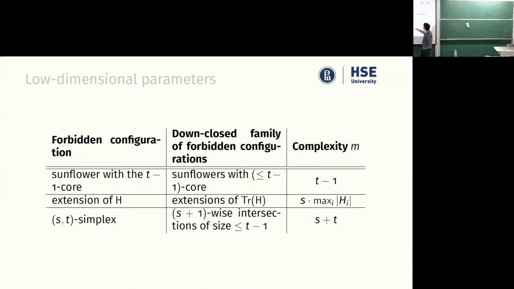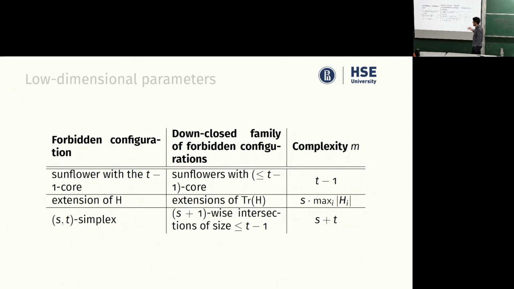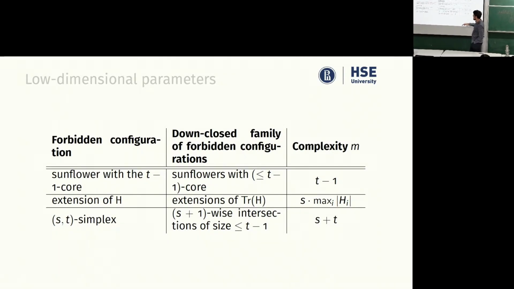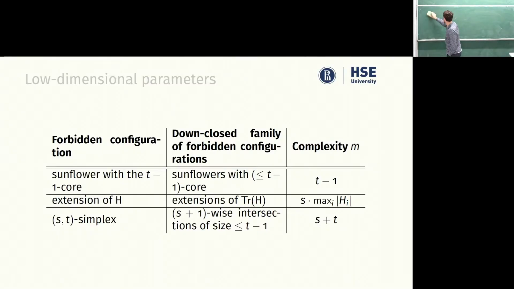Will avoid S plus 1 sets whose pairwise intersections have size at most T minus 1. So it means that the extremal families will be S plus 1 sets with such intersections. And the complexity of making configurations down-closed is, for this problem, T minus 1. How can it be understood?